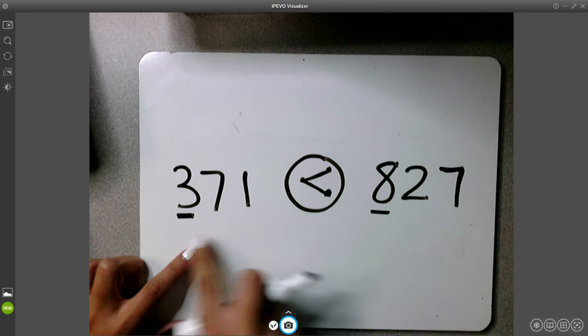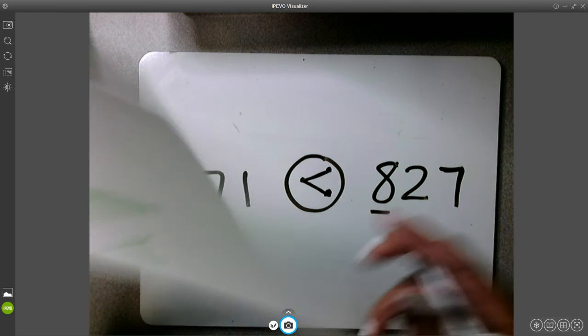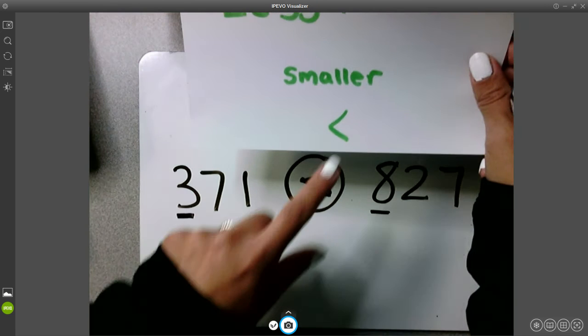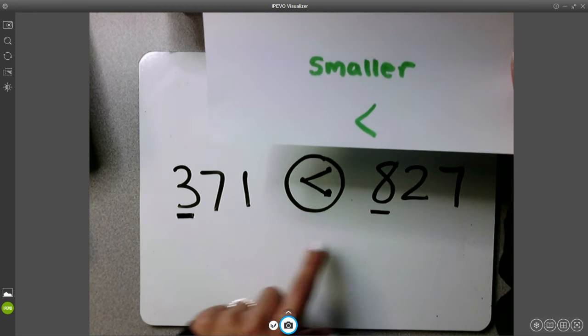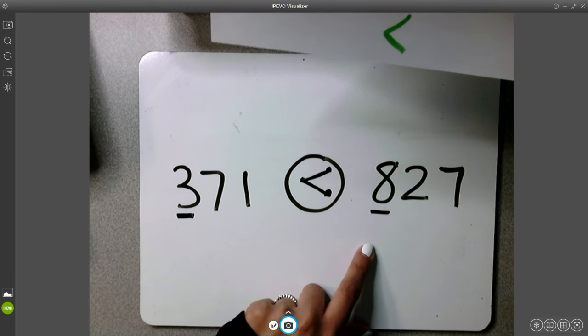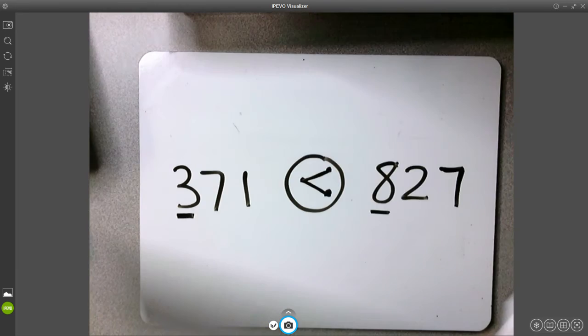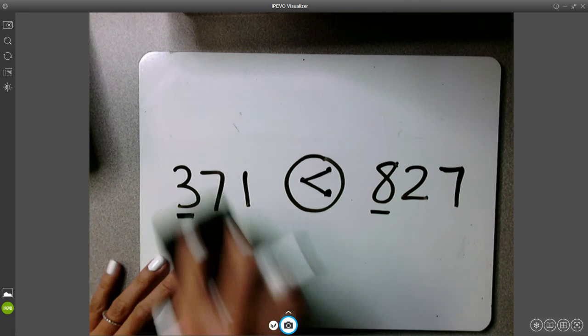Okay? Because if I say this using my less, because I ended up using a less than sign, these two match. 371 is less than 827. All right, let's try that again.